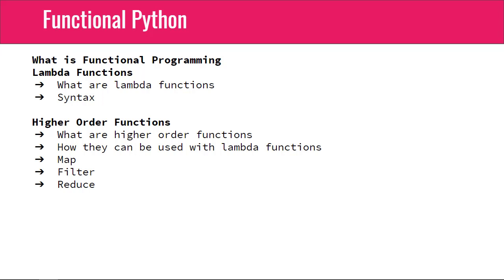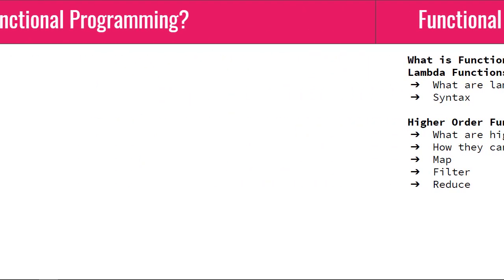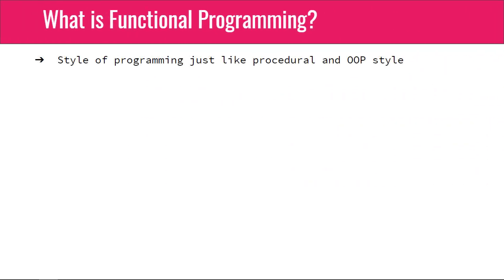Let's first conceptually understand what is functional programming. Functional programming is a different style of programming, just like procedural programming or object-oriented programming. If you have background in object-oriented programming, then you might remember that objects are the main way to modularize our code. But in functional programming, we construct different computations based on functions.